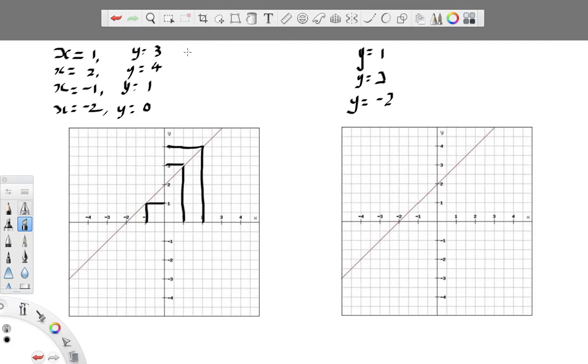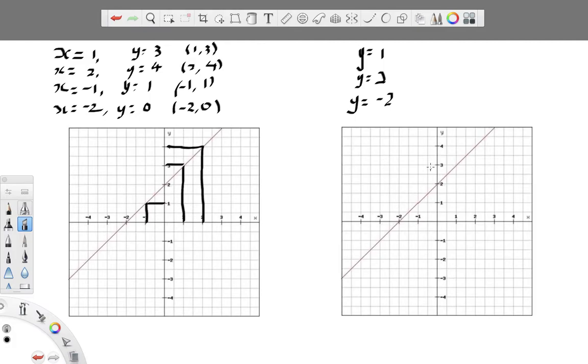Like that. Then we could write these as coordinates. So we remember that the left-hand coordinate is our x and the right-hand coordinate is our y. So we'd have 1, 3 for the first coordinate. Then we'd have 2, 4 for that coordinate. Then we'd have minus 1, 1 for that coordinate. And then finally we'd have minus 2, 0 for this coordinate.